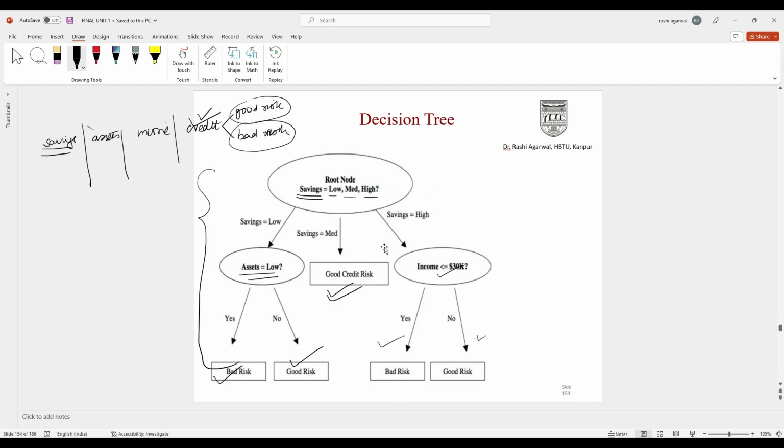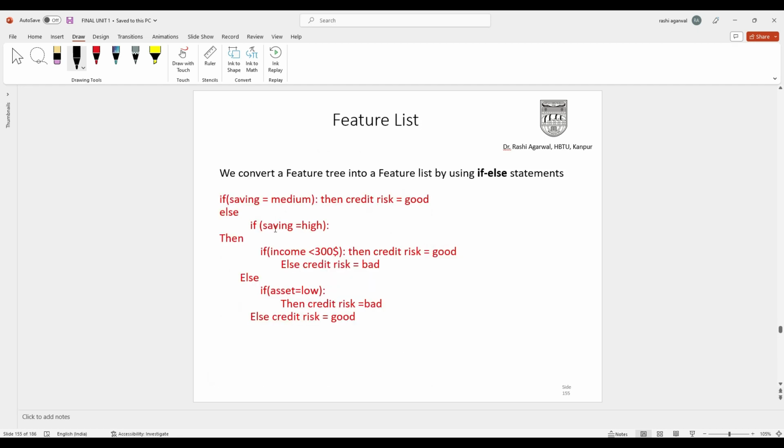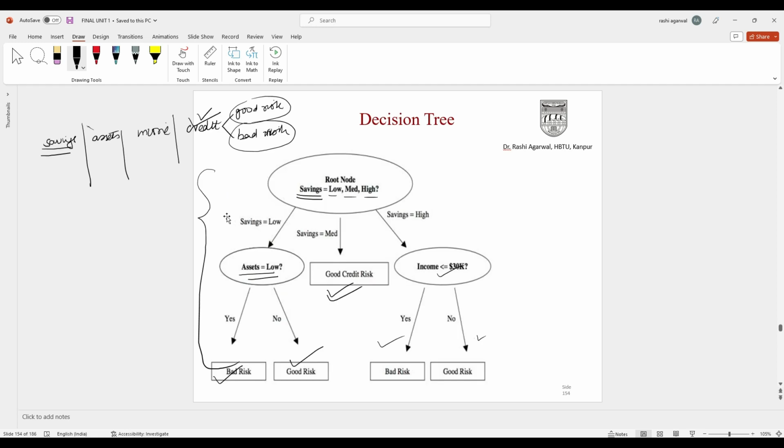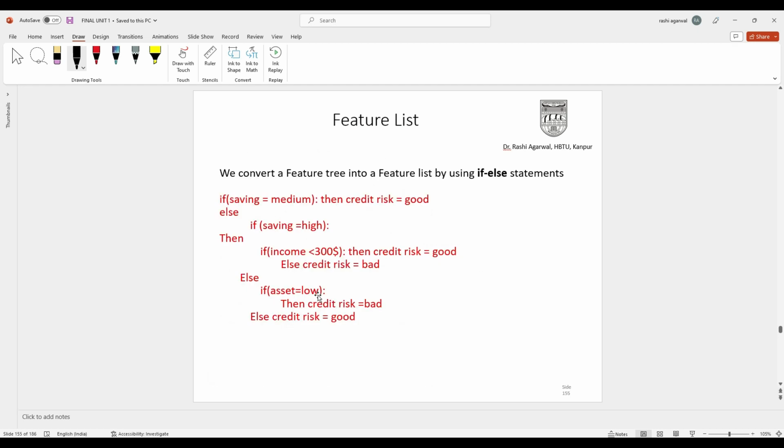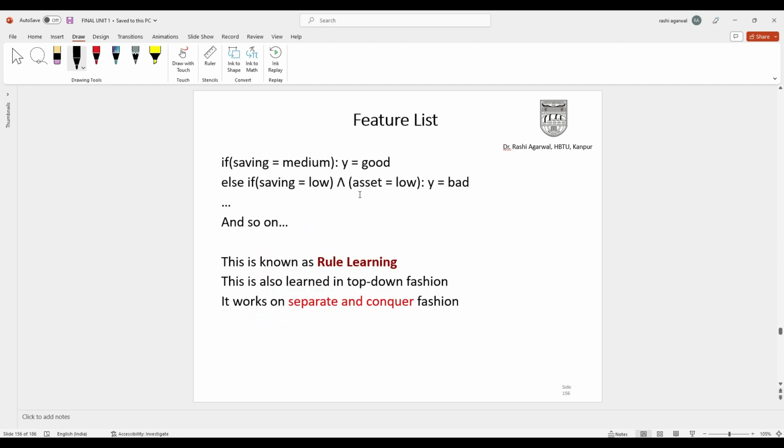If savings is high, then I check the income and then find out the credit. Else, when it's not medium and not high, it's obviously low savings, so I will come here. This is how you logically make a feature list, and this is also a logical model. This is known as rule learning. It is learned in a top-down fashion and it works on separate and conquer. So this is all about the logical models.